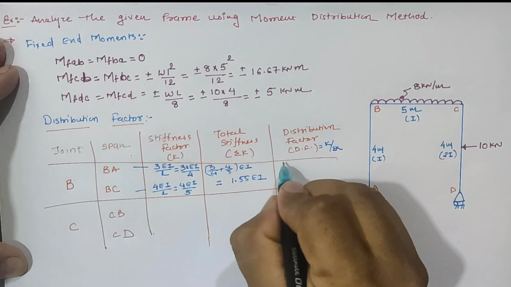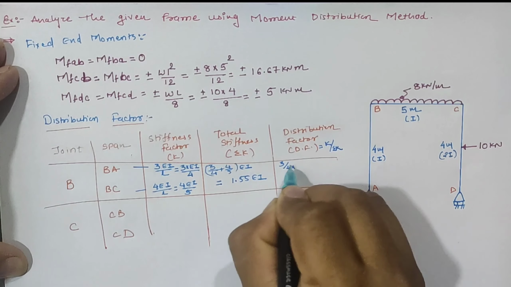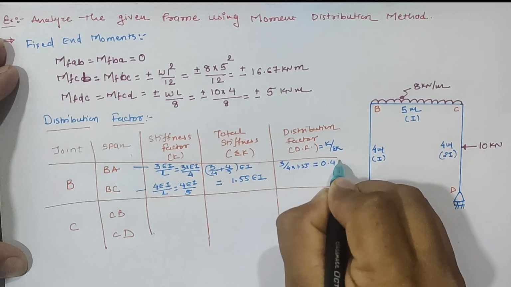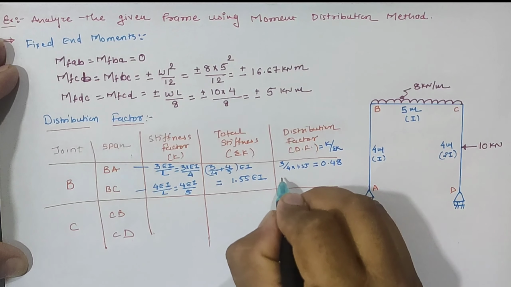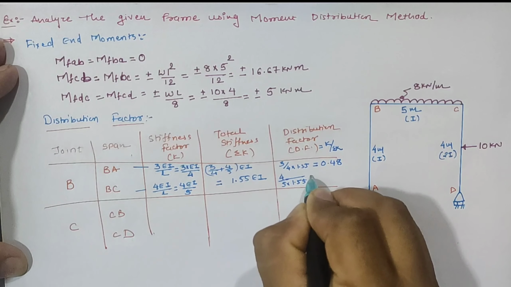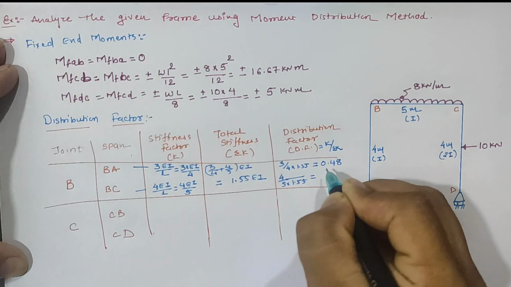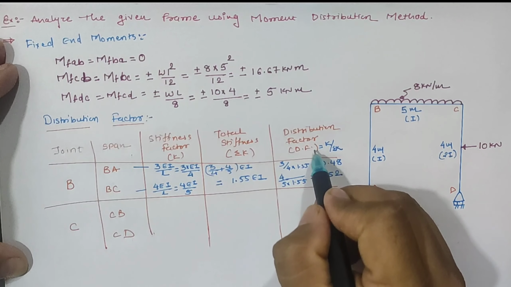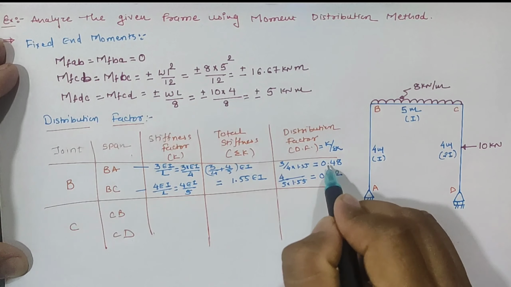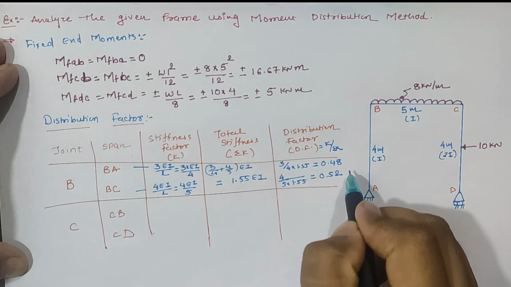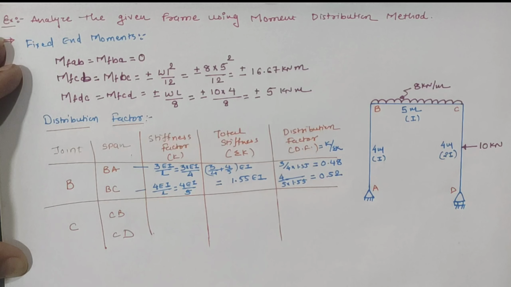So 3 by 4 divided by 1.55 is equal to 0.48, and for the BC span it is 4 by 5 divided by 1.55 EI, which is equal to 0.52. Now we know that the total distribution factor per joint is 1, and here the value of 0.48 plus 0.52 is 1. So the distribution factor which is calculated for joint B is correct.